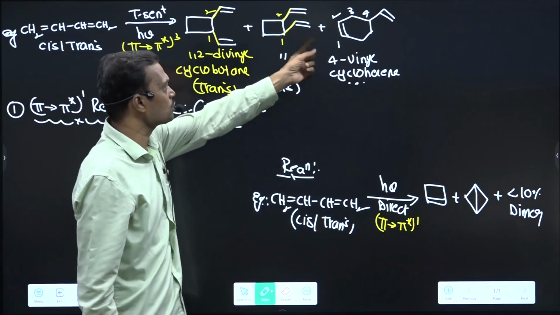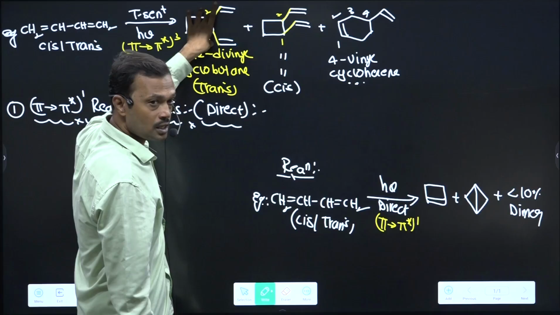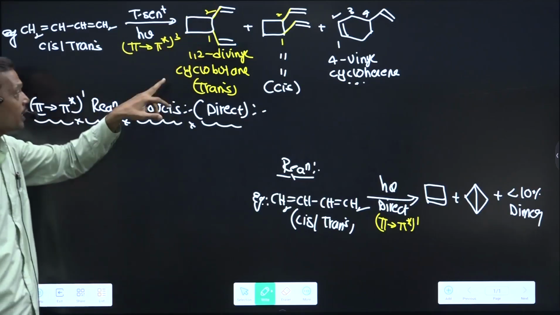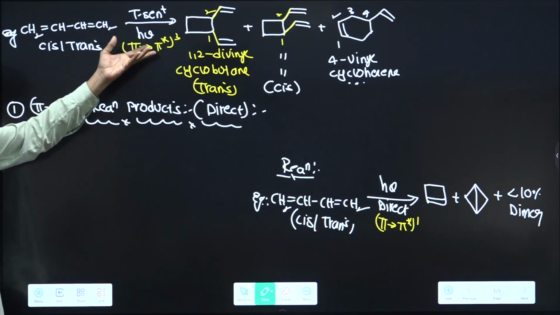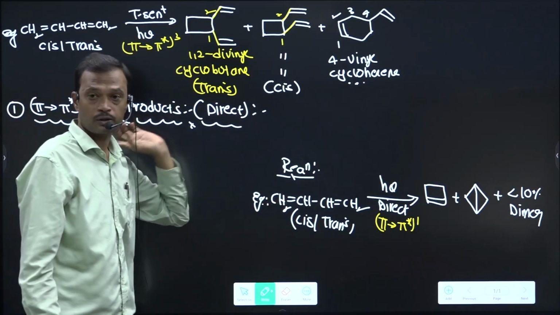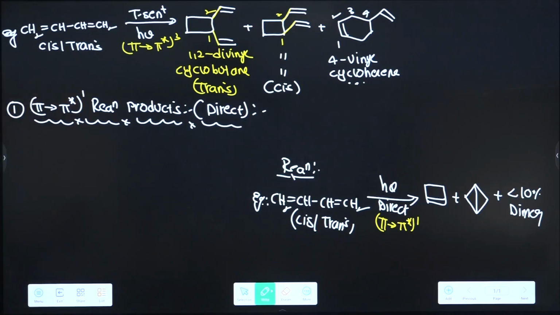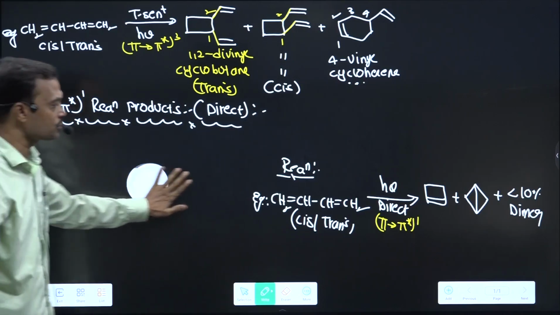These two are always minor, this is major. Always trans is major in this one, especially if the reaction excited state is what? Triplet. Singlet products are different, triplet products are also different. Based on the reacting molecule, you need to change the answer.